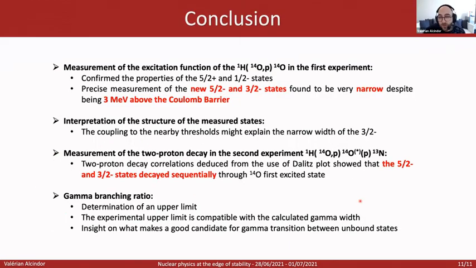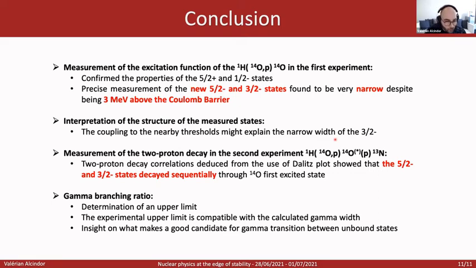So as a conclusion, I would say that in the first experiment, we were able, with the resonant elastic scattering reaction, to measure and confirm the properties of the 5½ plus and 1½ minus states. We also performed a precise measurement of the new 5½ and 3½ minus states, which were found to be very narrow, despite being 3 MeV above the Coulomb barrier. We have some interpretations on the way, which will be presented in the paper that we will submit soon.